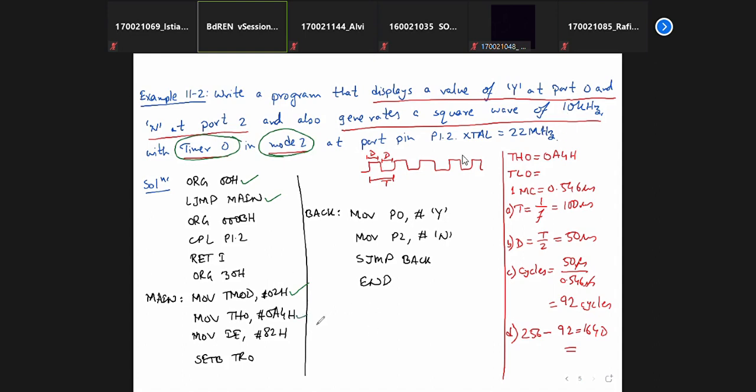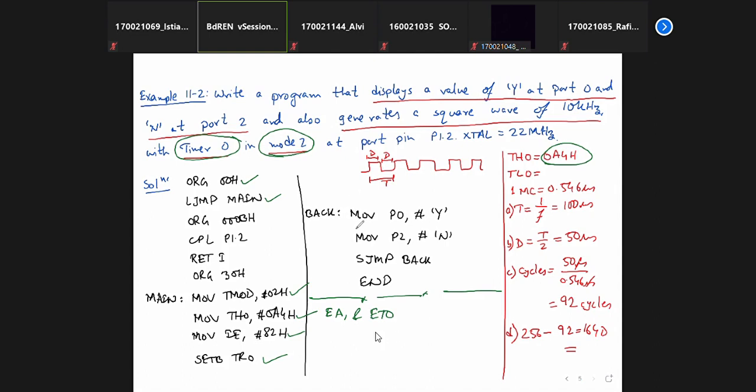Then we move TH0, #0A4H. This is the value we got from all these calculations. Then we move 82H to IE. If you convert this 82H to binary, you will see that this is the value we need to give in the IE register to enable EA and ET0. So we need to enable ET0 and EA. That's why we are moving the value 82H to IE. Then we start the timer. SETB TR0. Recall from chapter 9. This instruction SETB TR0 will start your timer.